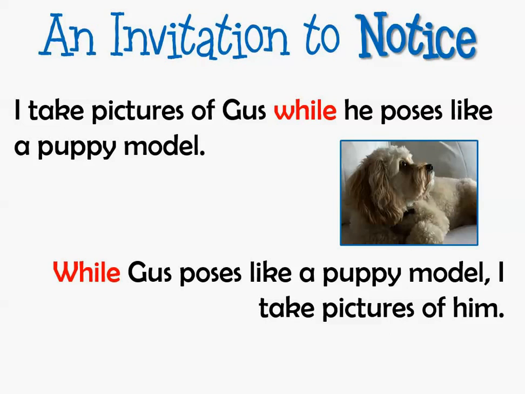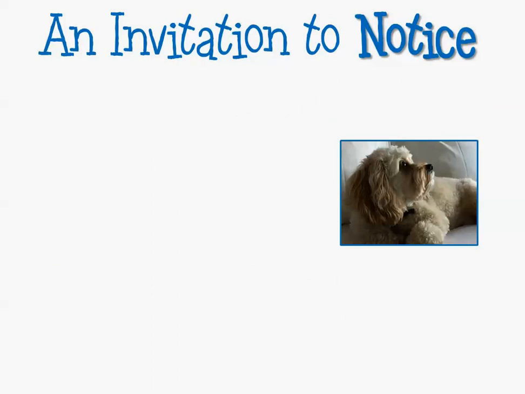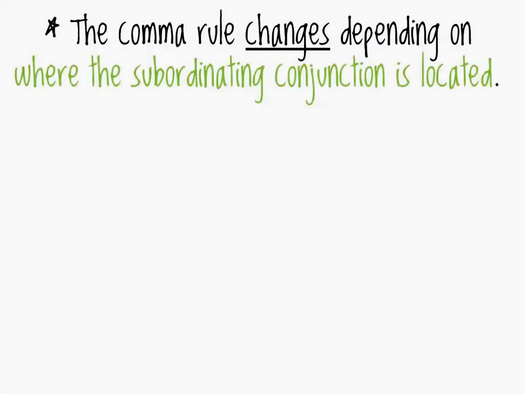Perhaps you've noticed the comma. In the example at the bottom, when we start the sentence with the subordinating conjunction, we have a comma separating that first dependent clause from the independent clause that follows. In the example at the top, when the subordinating conjunction comes in the middle of the sentence, we do not include a comma. That is the comma rule that we need to remember. So we need to note that the comma rule changes depending on where the subordinating conjunction is located.